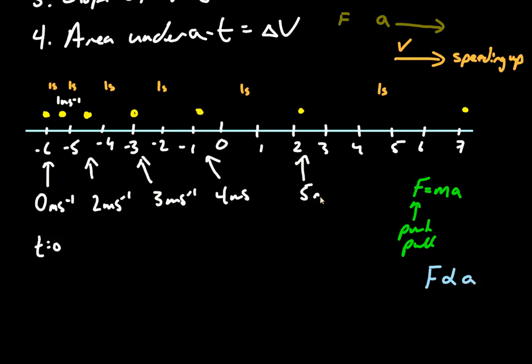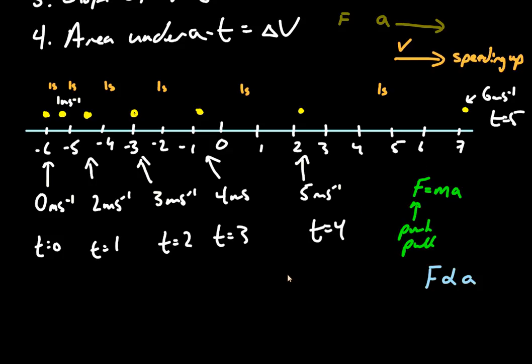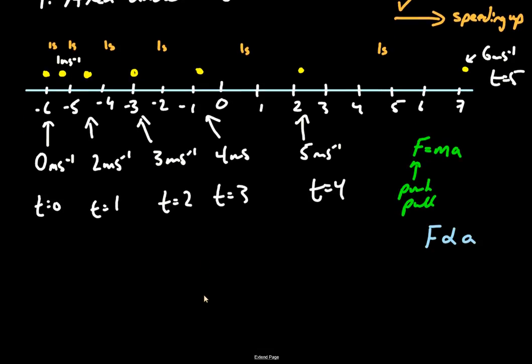Here it's 5 meters per second. And here it's going 6 meters per second. Okay? So these are 1 second intervals. That's t equals 0, t equals 1, t equals 2, t equals 3, t equals 4, and t equals, say, 5. So this is 0, 1 second, 2 seconds, 3 seconds, 4 seconds, and 5 seconds.